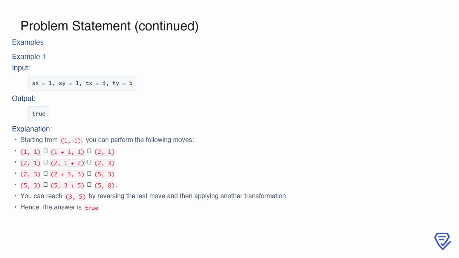Starting from 1, 1, we add the x-coordinate to the y-coordinate, resulting in 1, 2. Then, we add the y-coordinate to the x-coordinate, which brings us to 3, 2. Next, adding the x-coordinate to the y-coordinate again gives us 3, 5. Therefore, the answer for this example is true, as the target is reachable.